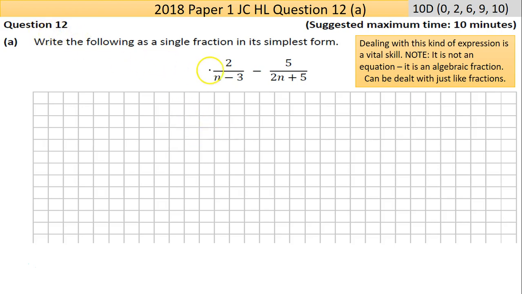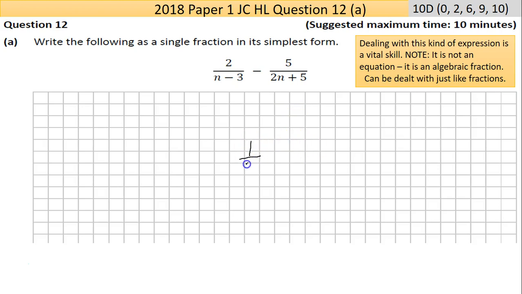So question 12, just on first looking, looks like an algebra question. Part A says, write the following as a single fraction in its simplest form. Now, this is not an equation, it's an expression, so we have to deal with this without moving things across an equal sign or changing signs or any of that work. Now, this is basically just like if you were doing fractions.